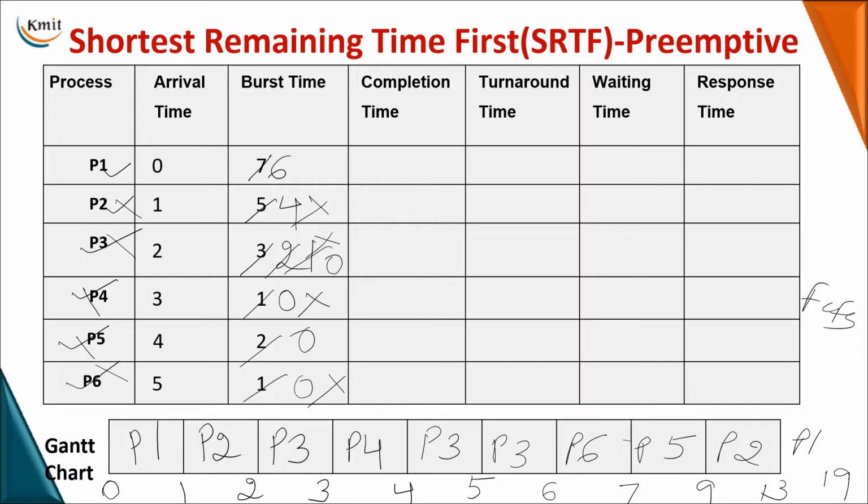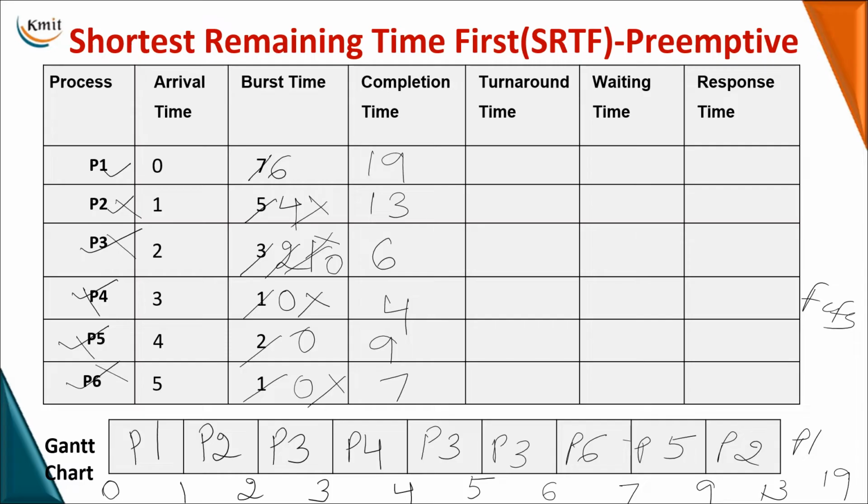Now we try to fill up the completion time or the finishing time. When did P1 complete? At 19 milliseconds, P2 at 13. Seeing the Gantt chart, you need to try it. P3 at 6 milliseconds, P4 at 4 milliseconds. When I go for P5, it is at 9 milliseconds. When you go for P6, it is at 7 milliseconds.